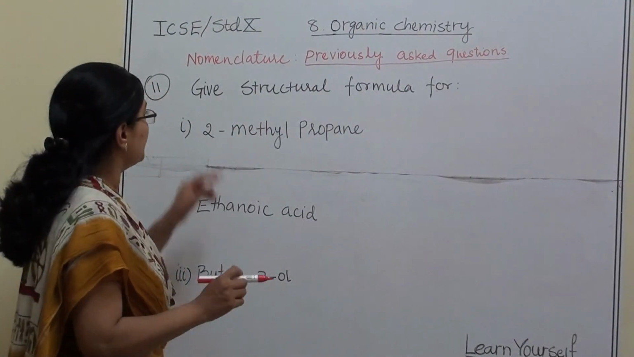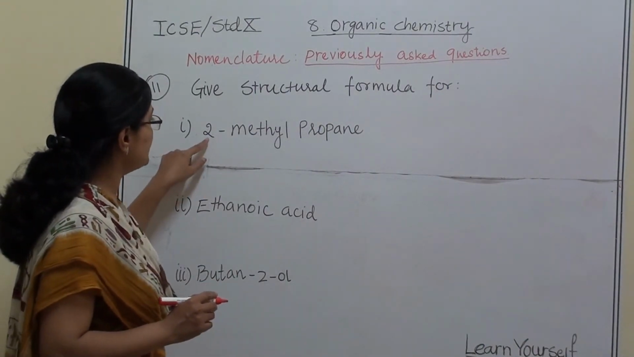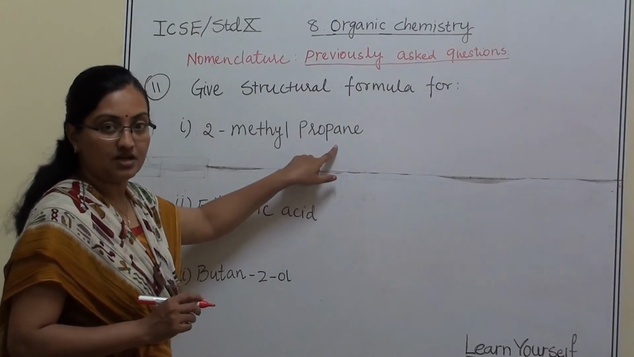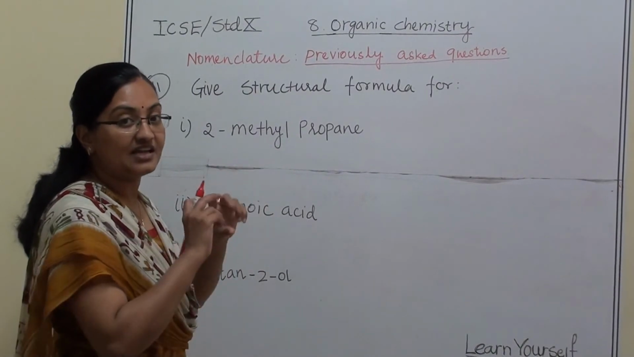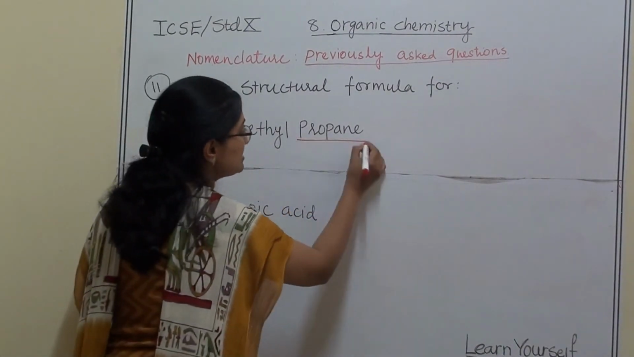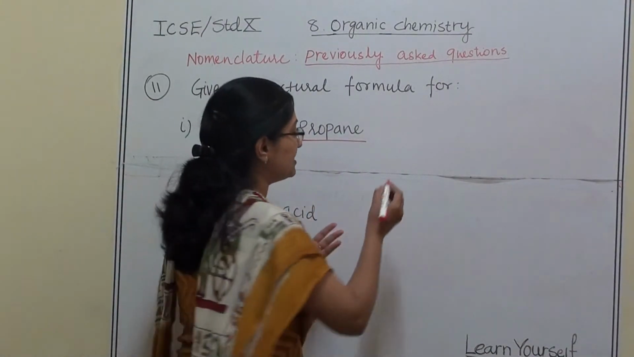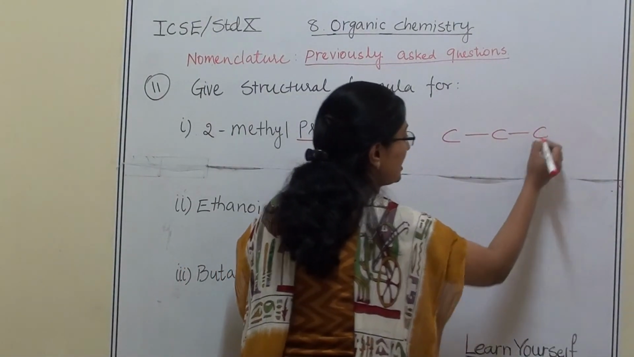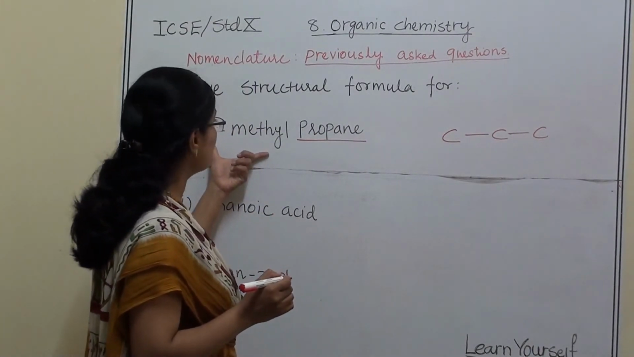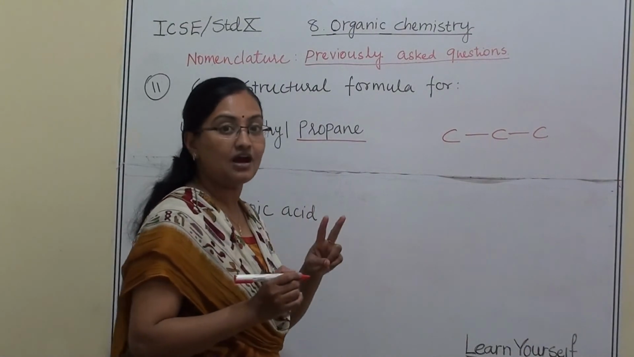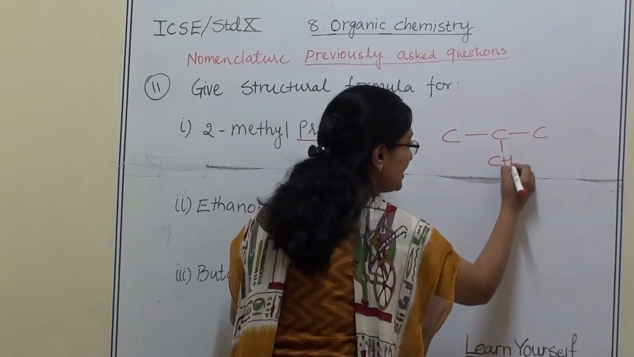11th question. Give structural formula for these 3 compounds. First one is 2-methyl propane. Whenever they give a name like this, first we identify the long chain. So the last word suggests that it is propane. Propane consists of 3 carbon atoms. So these are 3 carbon atoms which make propane. Now they are also saying that it is 2-methyl. That means at the second carbon a methyl group is attached. This is our second carbon and there the methyl group is attached.